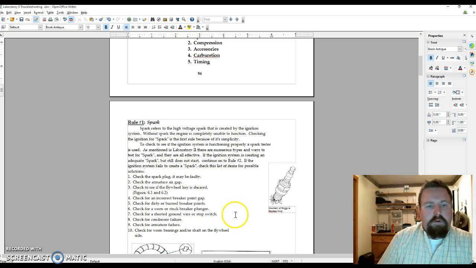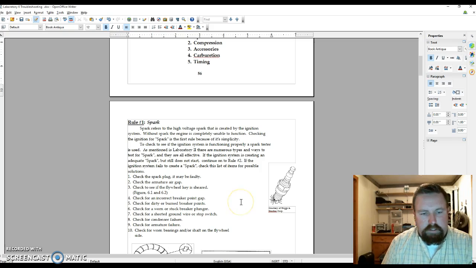All right. So that is the main way that we're going to check for spark. If you do not have spark, then there's a few things that we need to start looking at. If you do have spark and it still doesn't want to start, then you're going to want to keep moving on. But here's a couple of things here on this sheet, and we're just going to touch a couple of them that would be worth looking at if you do not have spark.